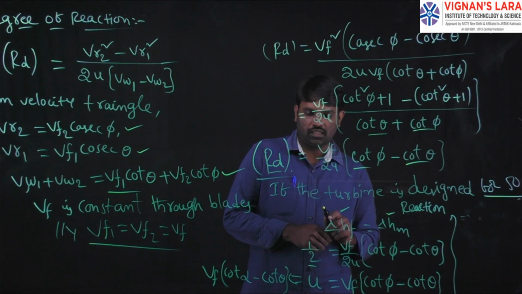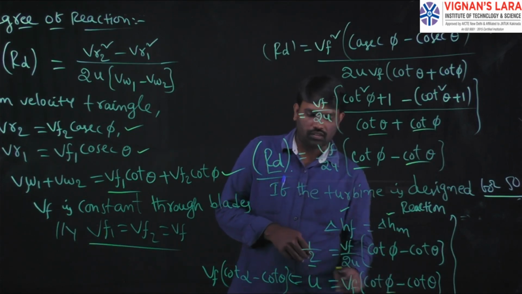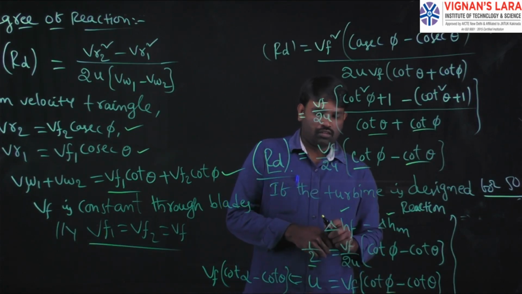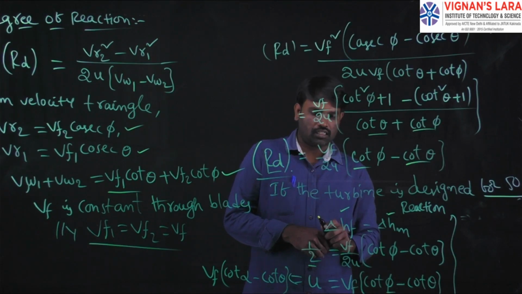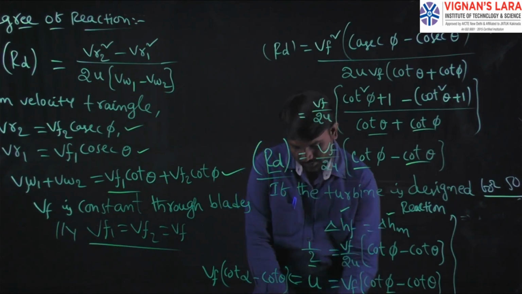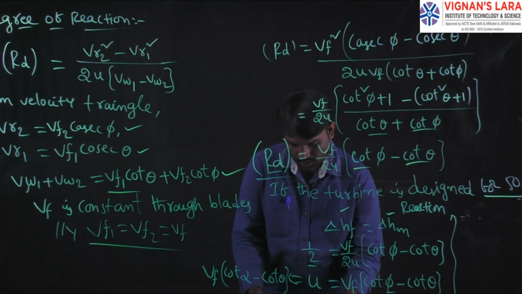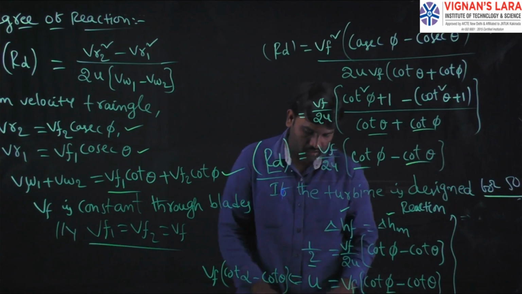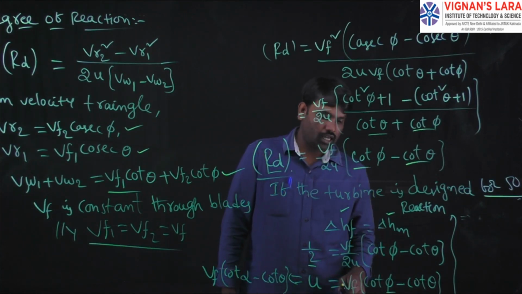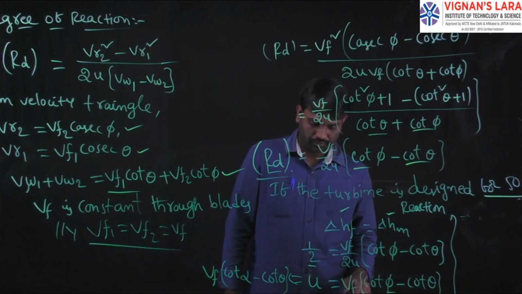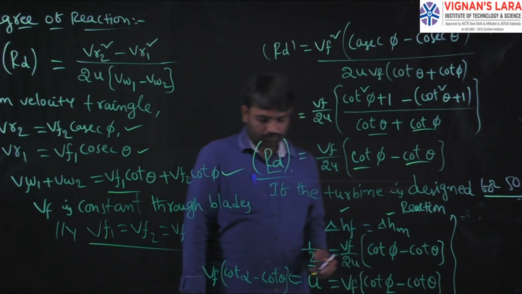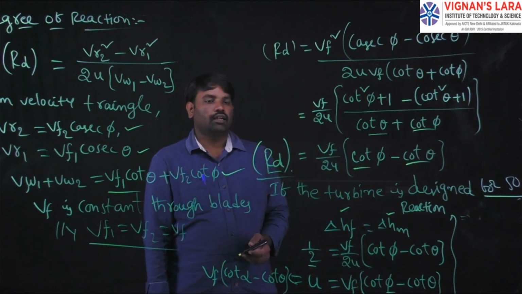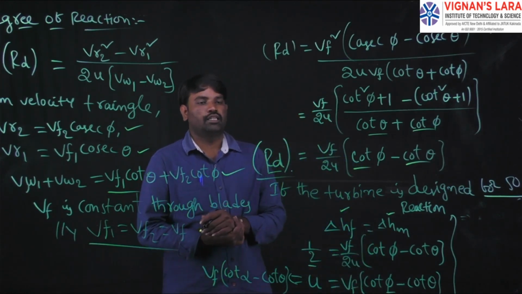That means alpha is equal to phi and theta is equal to beta. From this equation you can write alpha is equal to phi, and theta is equal to beta, for a reaction turbine with a degree of reaction of 50%.